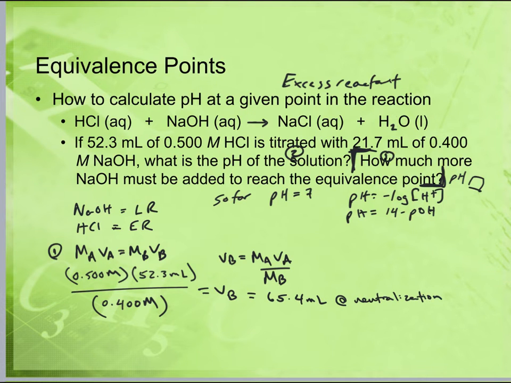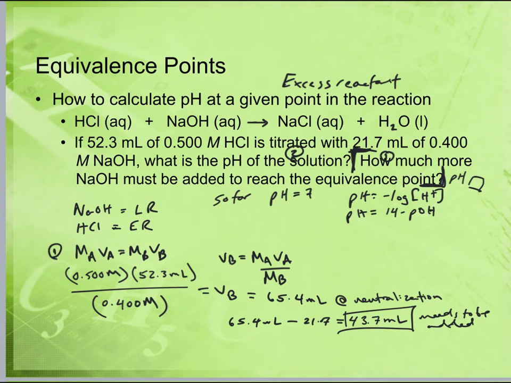But we're not there yet, because how much have we only added? We've only added 21.7, so how much more needs to be added? Well, it's just 65.4 milliliters minus how much we'd already put in, 21.7. So 65.4 minus 21.7 is 43.7 milliliters more. So that's how much still needs to be added.